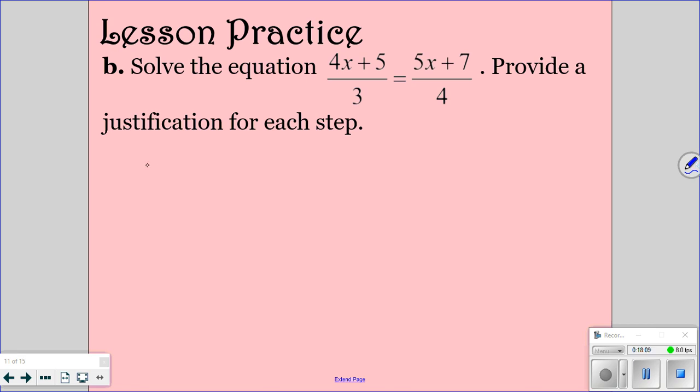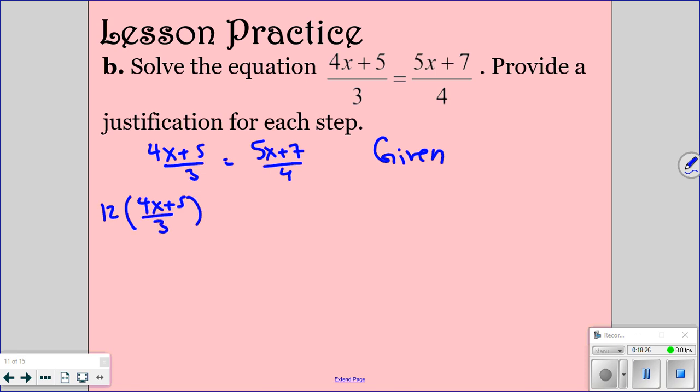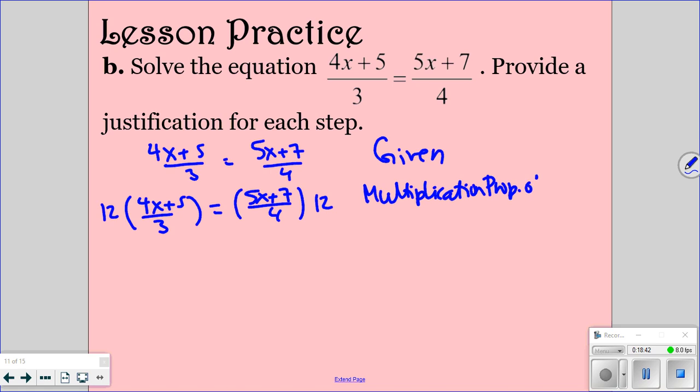So you're going to start off with your given. 4x plus 5 over 3 equals 5x plus 7 over 4. So that's your given. The next thing you want to do is to multiply by 12. And the reason we picked 12, 3 times 4 is 12. So that's the multiplication property of equality.